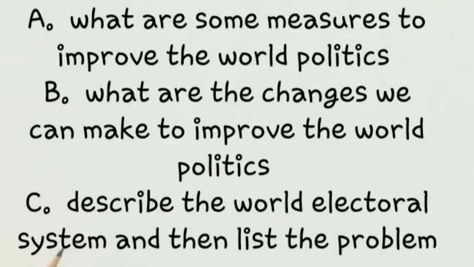For example, this question says, what are some measures to improve world politics? This says, what are some changes we can make to improve world politics? And C says, describe the world electoral system and then list its problems. Which of the questions do you think is easy to answer? It's C, because it already provides a lot of explanation, so it makes it much easier to answer.